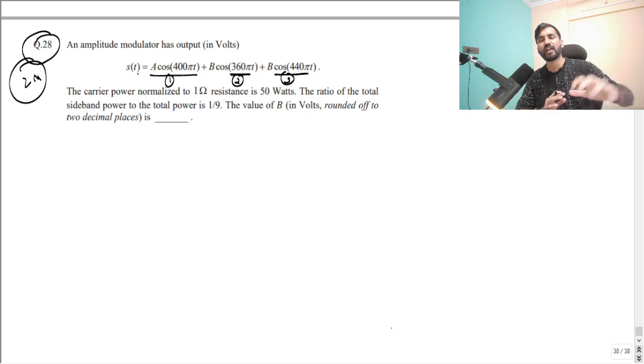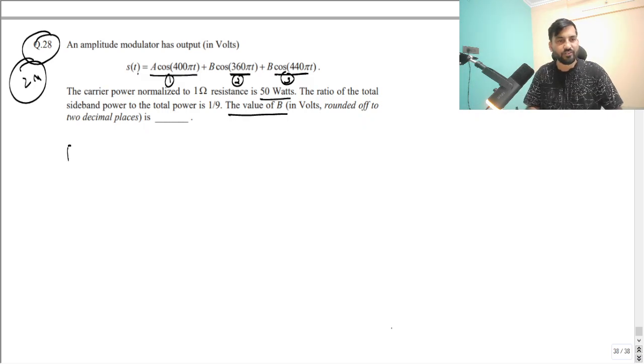This kind of question has already been asked, and you will also find it in various reference books like Proakis and others. They have given this modulated signal and they are asking you to compute the value of B. The carrier power normalized to 1 ohm resistance is given, so you don't have to worry about the resistance. They have given the Pc value, which is 50 watt. Now they have given that the ratio of total sideband power to total power is 1 by 9.